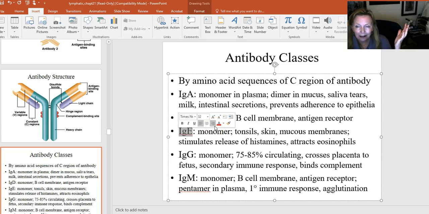So if you suspect someone to have allergies to a particular thing, all you have to do is order this test. If the titers are high, there's your answer.